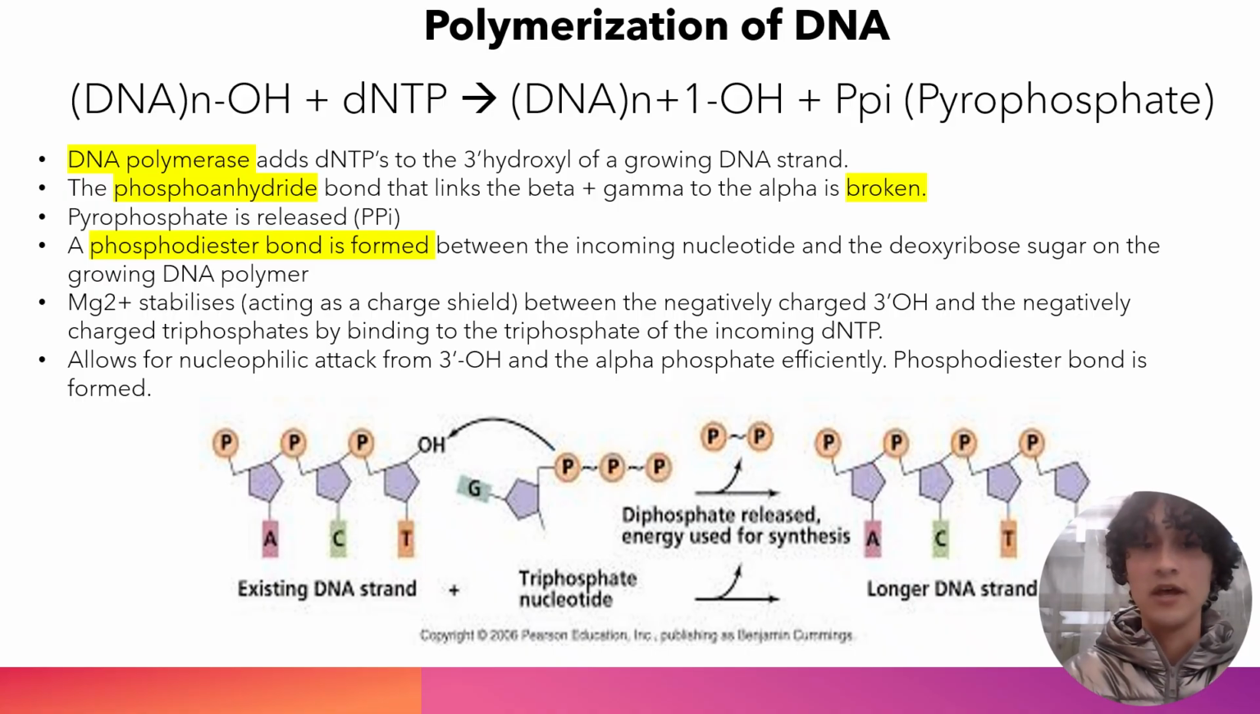But to not get ahead of myself, I've just said DNA N OH. That refers to the polymer of DNA and the 3' hydroxyl group that's coming out, that's part of the deoxyribose sugar. And then we've got our deoxynucleotide triphosphate. That can either be deoxyadenosine triphosphate, deoxyguanosine triphosphate, thymidine triphosphate, or deoxycytidine triphosphate. So that is what we want to add on to this.